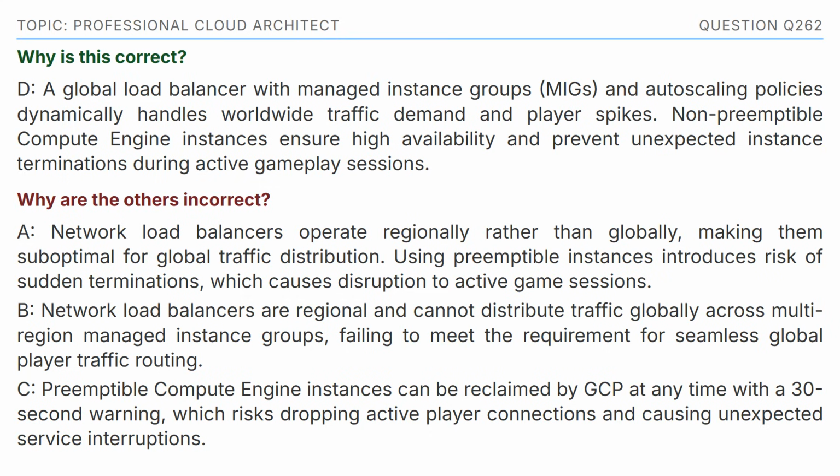Why are the others incorrect? A. Network load balancers operate regionally rather than globally, making them suboptimal for global traffic distribution. Using preemptible instances introduces risk of sudden terminations, which causes disruption to active game sessions. B. Network load balancers are regional and cannot distribute traffic globally across multi-region managed instance groups, failing to meet the requirement for seamless global player traffic routing. C. Preemptible Compute Engine instances can be reclaimed by GCP at any time with a 30-second warning, which risks dropping active player connections and causing unexpected service interruptions.